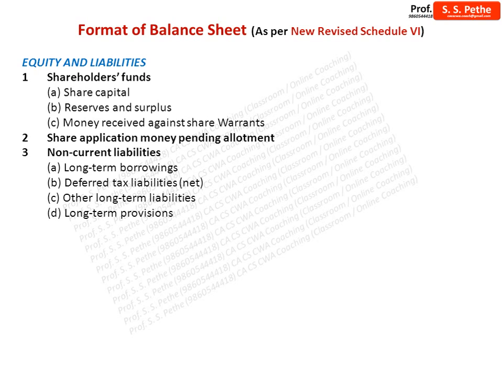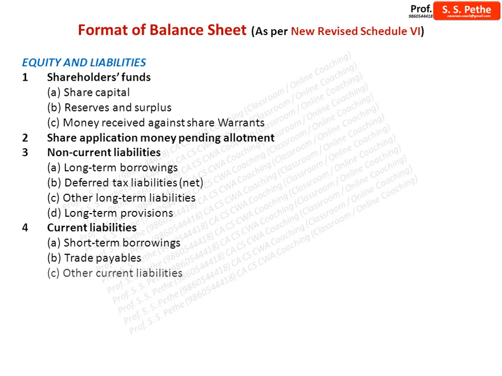Then comes non-current liabilities: long-term borrowings, deferred tax liability. If it is having a credit balance, deferred tax liability will come here. Other long-term liabilities, long-term provisions. Then another heading is current liabilities. In current liabilities, you have to bifurcate like short-term borrowings, trade payables, other current liabilities, short-term provisions, and the total.